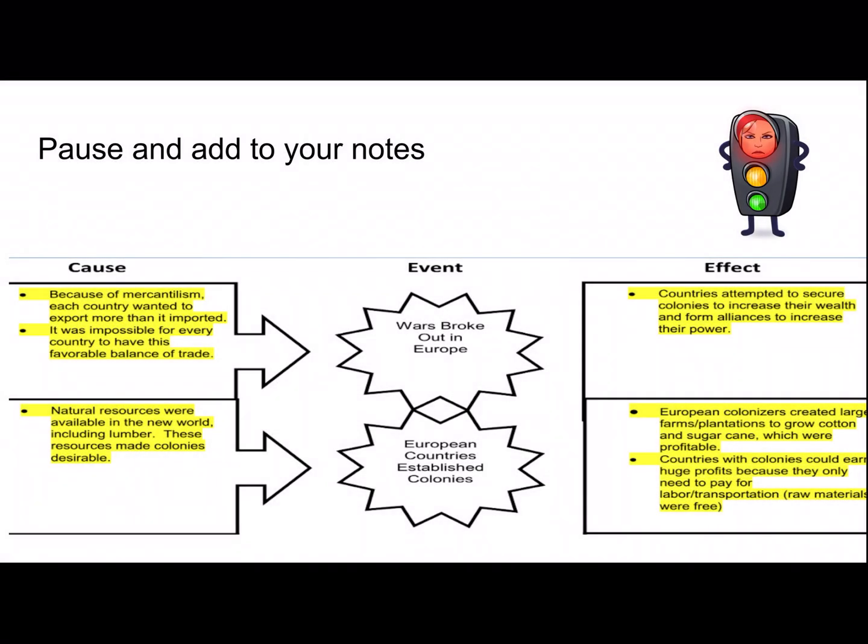So here's what we need you to do now. Pause and add to your notes. We have natural resources that are available. We talked about that in this New World, including things like lumber. And these natural resources are going to make these colonies desirable. So the event that's going to happen here is that European countries are going to establish these colonies. The direct result or the effect of that is that colonizers are going to now need to create larger farms or plantations to grow for that demand for those crops. And countries are going to earn huge profits based off of those cash crops.